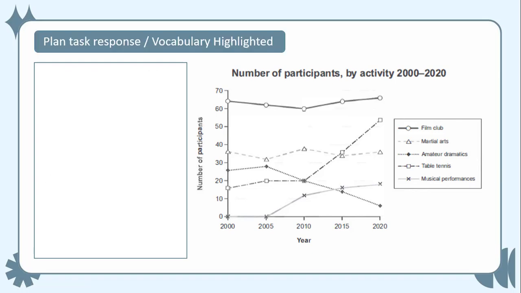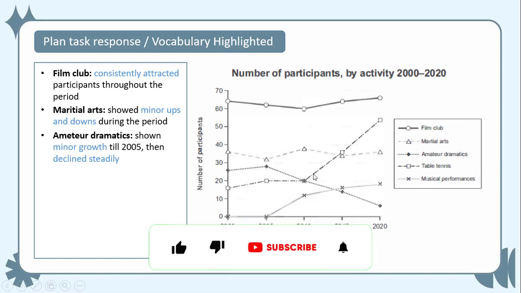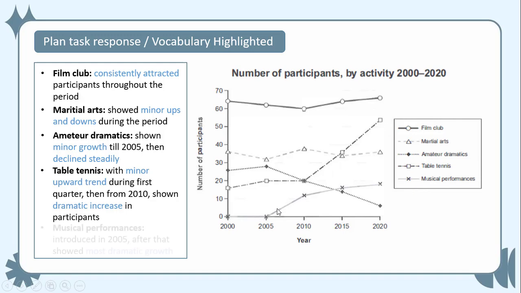Now, if we go deeply into details, we can see film club consistently attracted participants throughout the period. Next, martial arts showed minor ups and downs during the period. Then, amateur dramatics showed minor growth till 2005, then declined steadily. Next, table tennis, with a minor upward trend during the first quarter, then from 2010 showed a dramatic increase in participants. Finally, musical performances, introduced in 2005, after that showed the most dramatic growth.